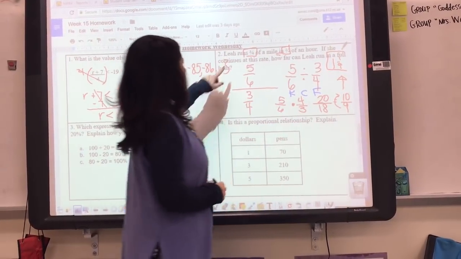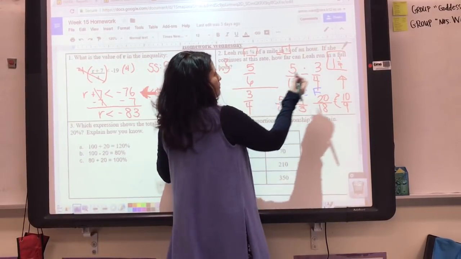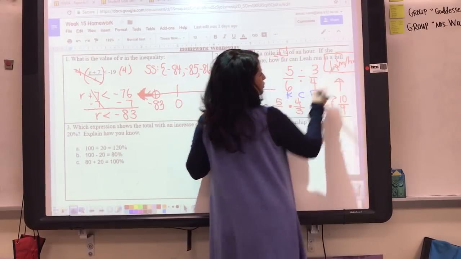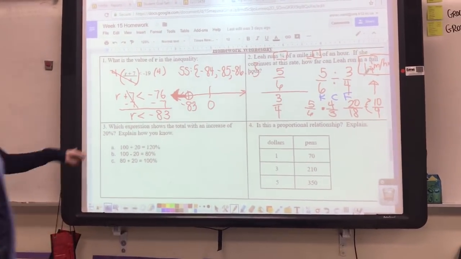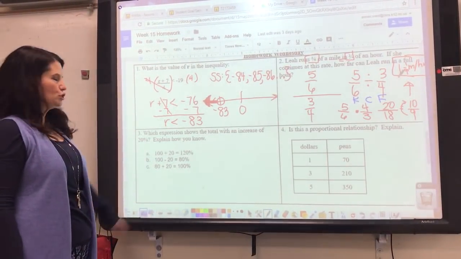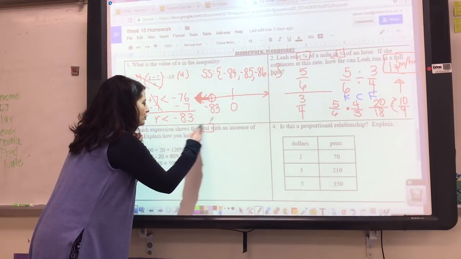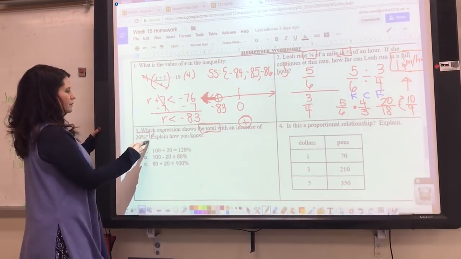Now, again, let's go ahead and make sure we use the units. That's 1 and 1/9 miles per hour. Make sure that you include that unit that goes behind just so that we know you know what you're talking about. Number 3 is really simple. You really don't need to show any work here because all the information is right there for you in the problem. Which expression shows the total with an increase of 20%?